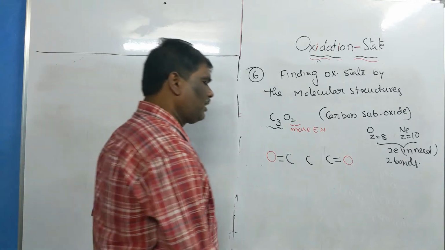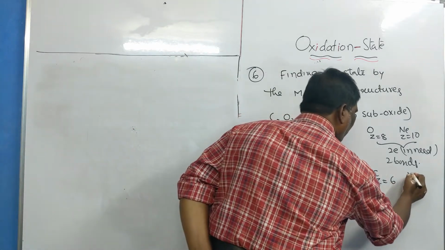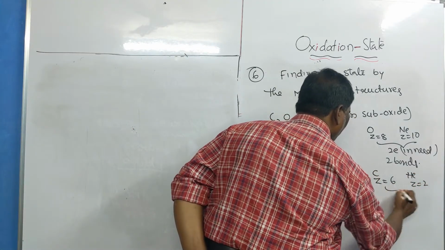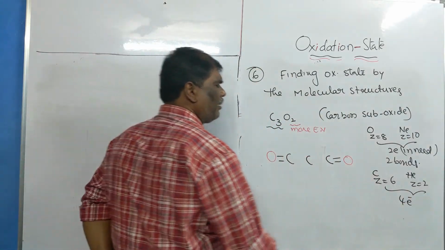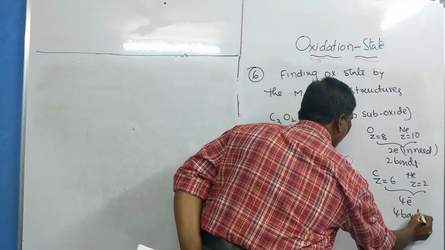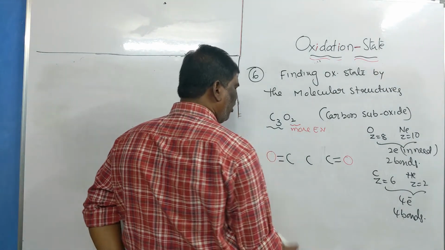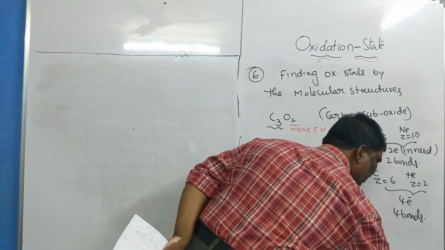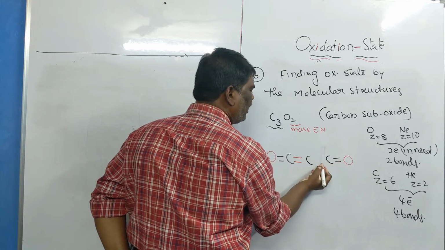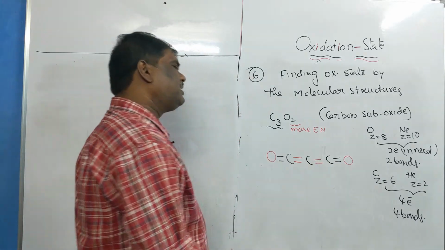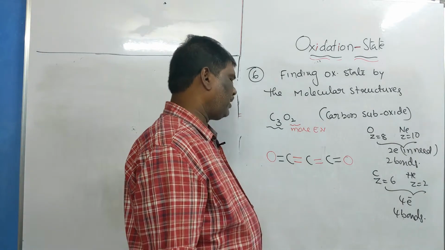What about carbon? Carbon's atomic number is 6. The nearest inert gas is helium with atomic number 2. It has 4 valence electrons, so it can make maximum 4 bonds. Now already 2 bonds are completed, that's why it makes 2 more bonds here. For this one also, 2 bonds are already completed, so it makes 2 more bonds. This is the geometry of carbon suboxide.